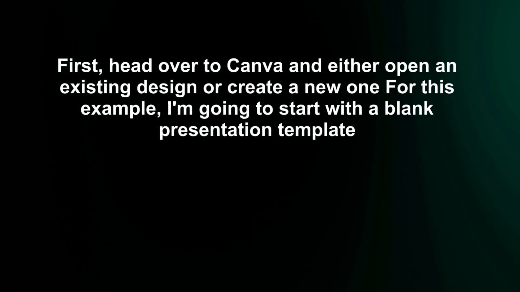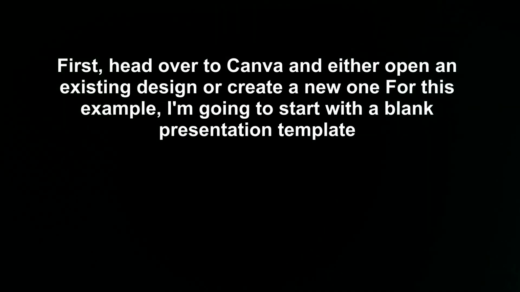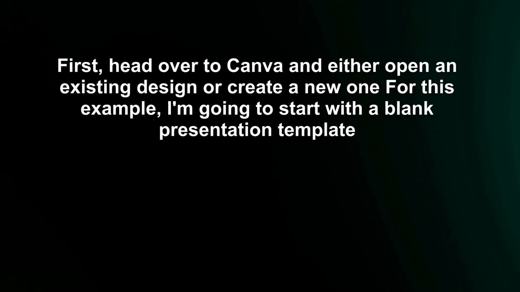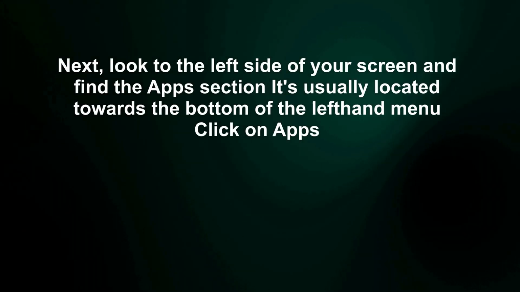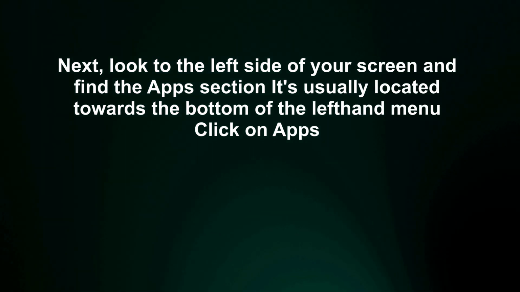First, head over to Canva and either open an existing design or create a new one. For this example, I'm going to start with a blank presentation template. Next, look to the left side of your screen and find the Apps section. It's usually located towards the bottom of the left-hand menu.